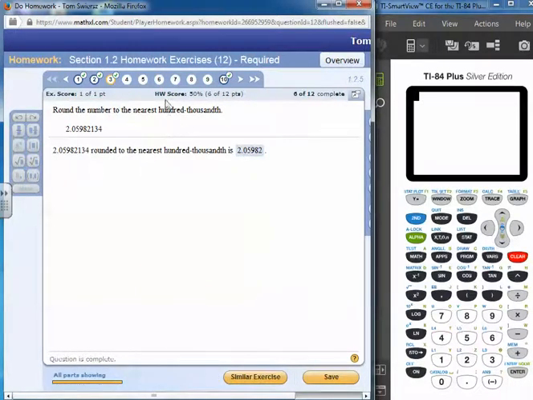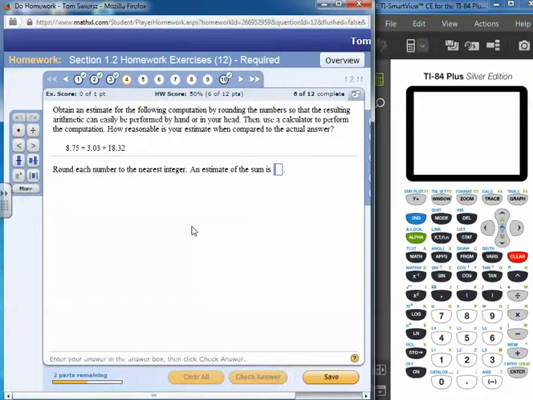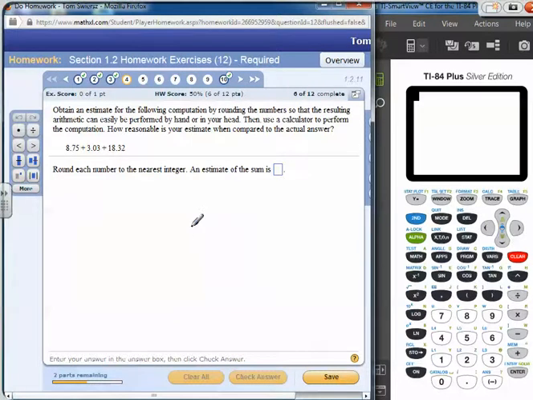All right, very good. Number 4: obtain an estimate for the following computation by rounding the numbers so that the resulting arithmetic can be easily performed by hand or in your head, then use a calculator to perform the computation. How reasonable is your estimate?